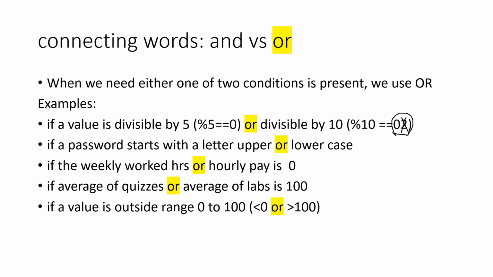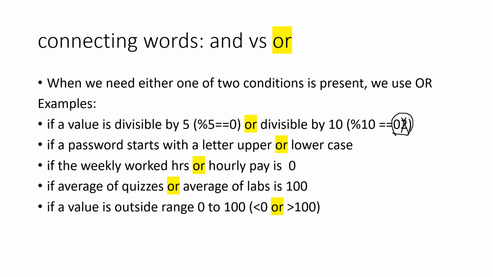So not only when both are equal to 0, but either one being 0 is sufficient for me not to want to do the calculation, because the result of multiplying any number by 0 is going to be 0 pay. So I want both values to not be 0. So if weekly worked hours or the hourly pay is 0, then I don't want to do the math.